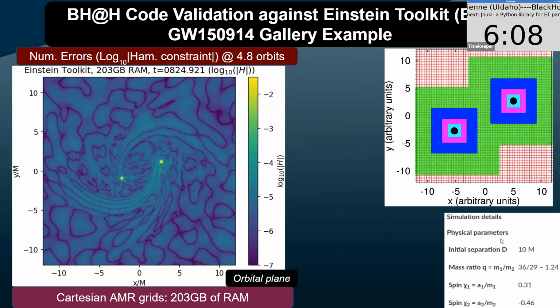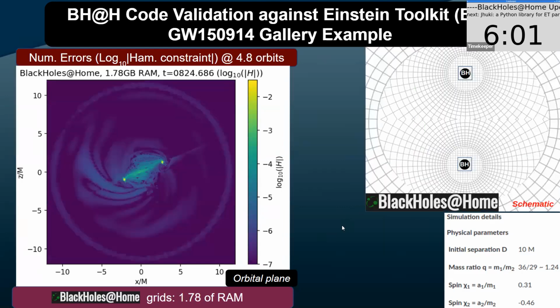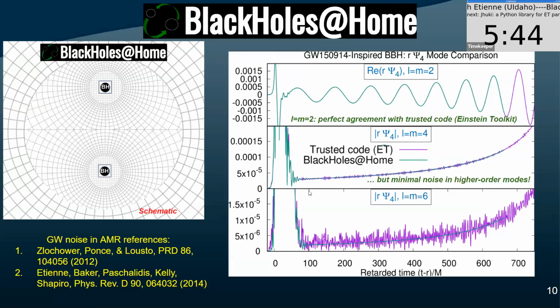This is GW150914, so it's not an equal mass system. Both black holes have some spin. And again, it's using Cartesian AMR. Using BlackHoles at Home like grids, notice that the numerical errors are actually smaller almost everywhere, despite the fact we're using less than 1/100th the amount of memory. Looking at the payload from this simulation, the gravitational wave, we look at the dominant mode and we see excellent agreement between the Einstein Toolkit and BlackHoles at Home.